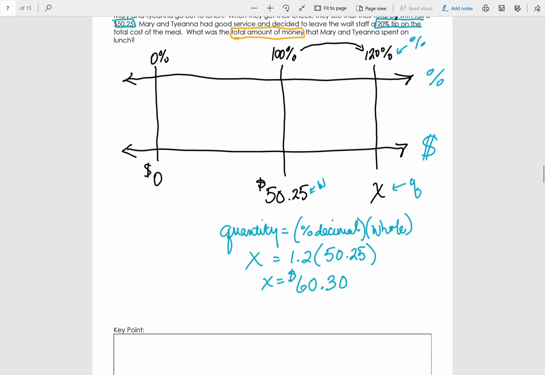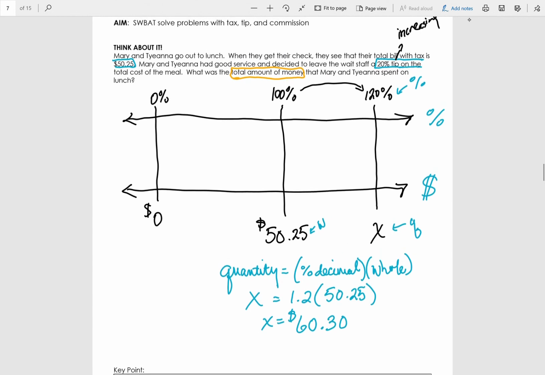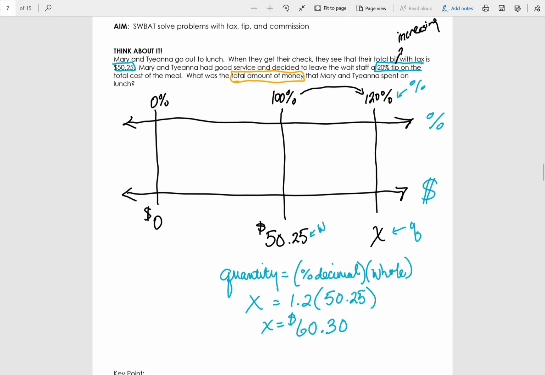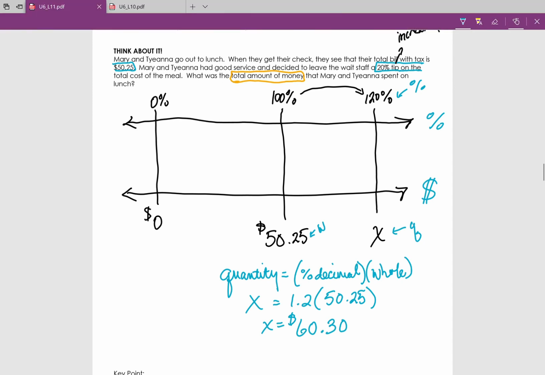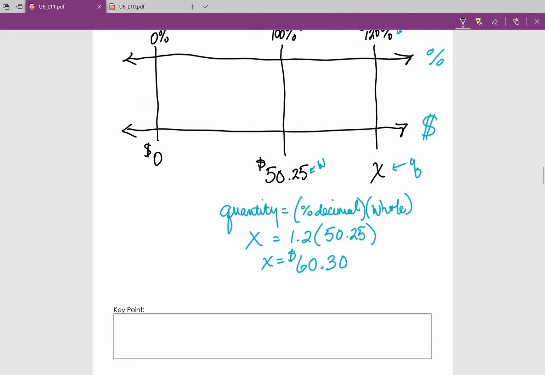So now, how did we know what to do with this tip? The aim says that we're going to be using tax, tip, and commission. How can we tell what we're doing with these things? What tells us? Our annotations tell us. So if our annotations are telling us what we're doing, that means that the context in the problem just tells us.